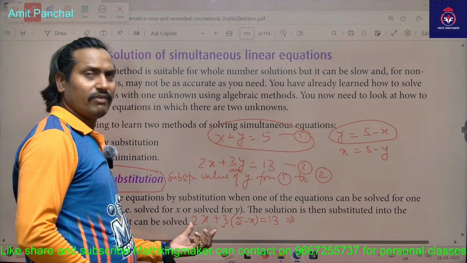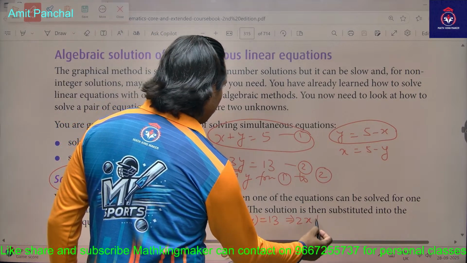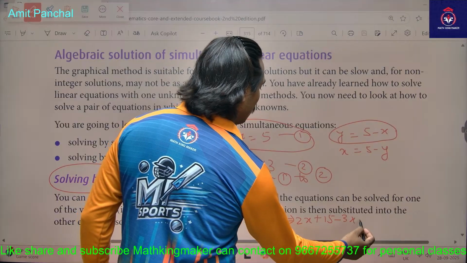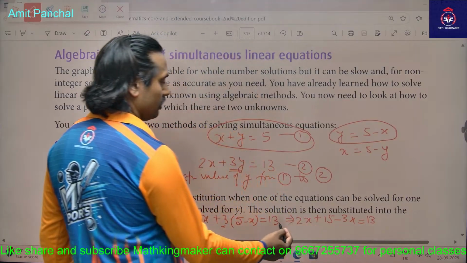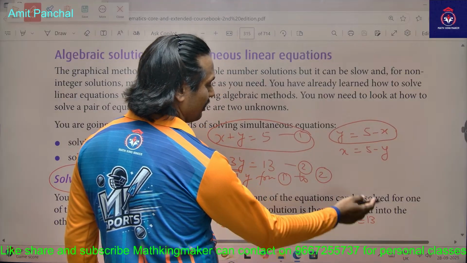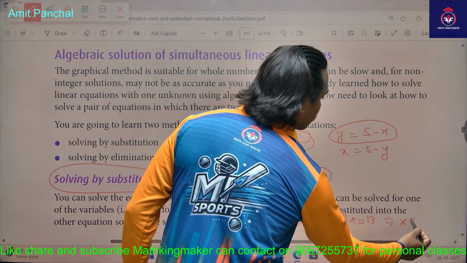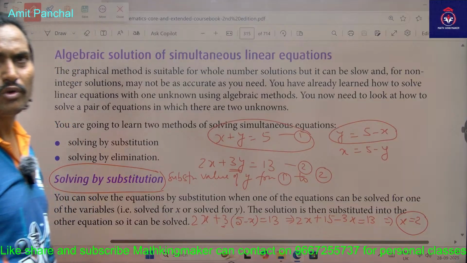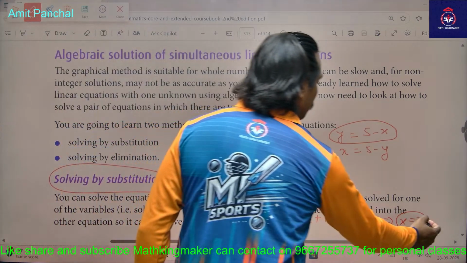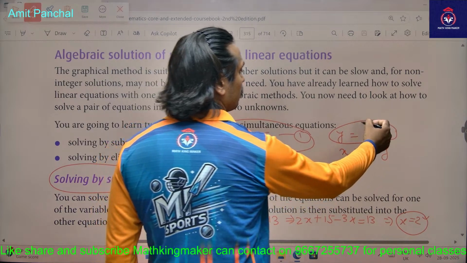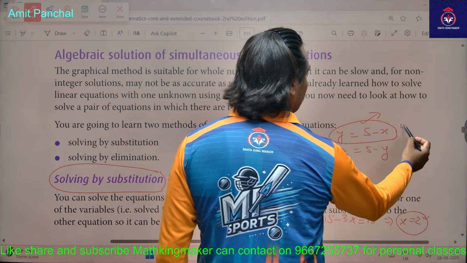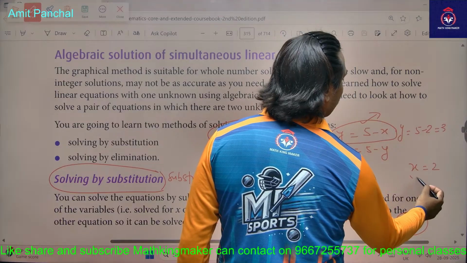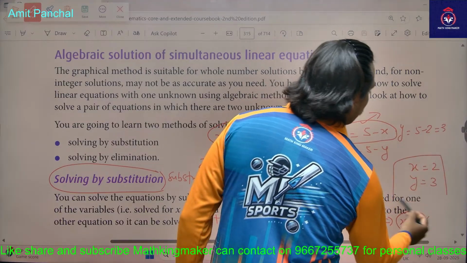Now you simplify it. It becomes 2x plus 3 into 5 is 15 minus 3x equals 13. Now 2x minus 3x is minus x equals minus 2. So it will give you x as 2, isn't it? So you got x equals 2. Now you just put the value of x into your first equation. If you put x as 2, you get 5 minus 2, that means 3. So x equals 2 and y equals 3 are your solution.